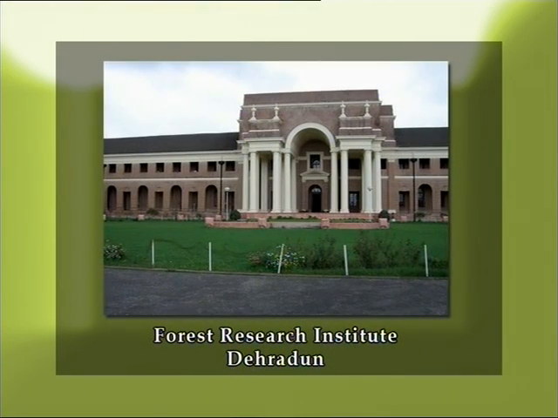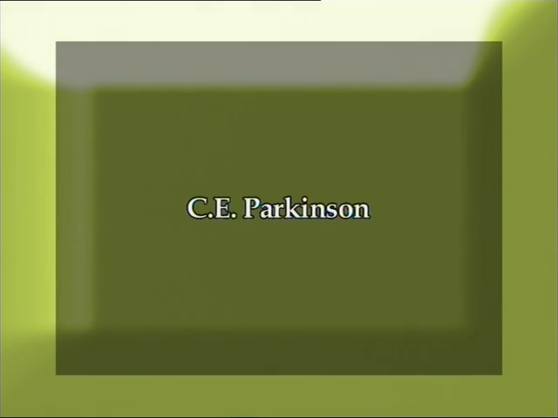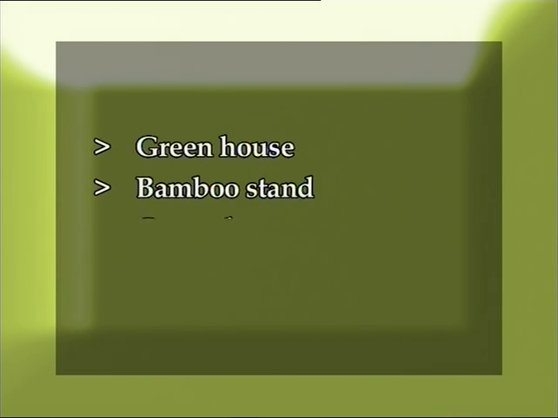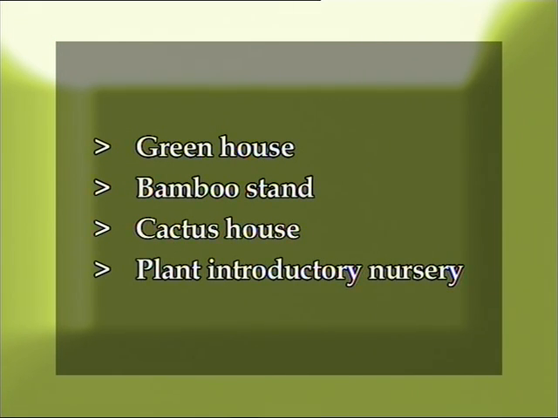Number 4. Botanical Garden of Forest Research Institute, Dehradun. This garden was established at Dehradun in 1934 by C.E. Parkinson. It covers an area of 20 acres and is the major center of research in problems related to plant introduction. It now has about 700 different species of plants from different countries of the world, a greenhouse, a bamboo stand, a cacti house, and a plant introductory nursery. It has a large herbarium attached with it.